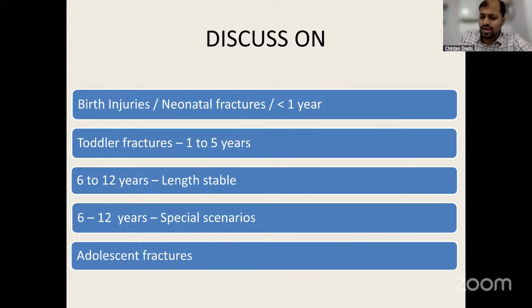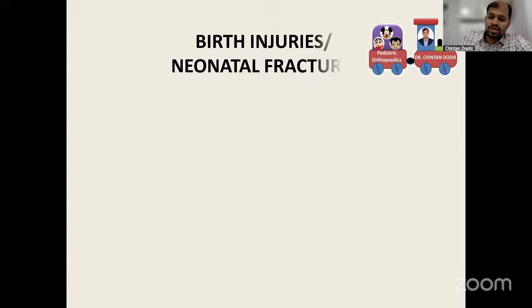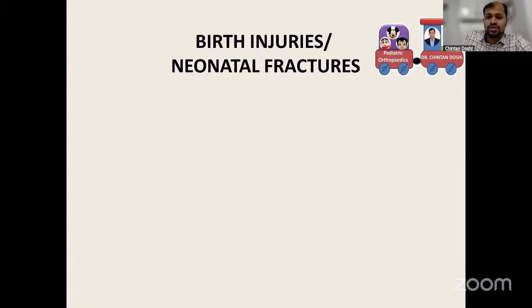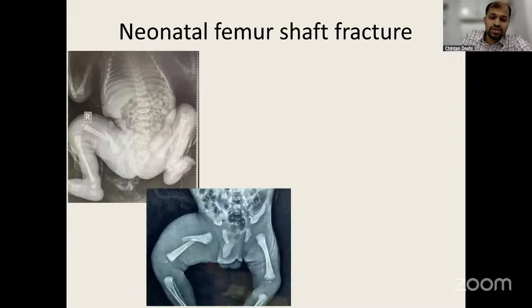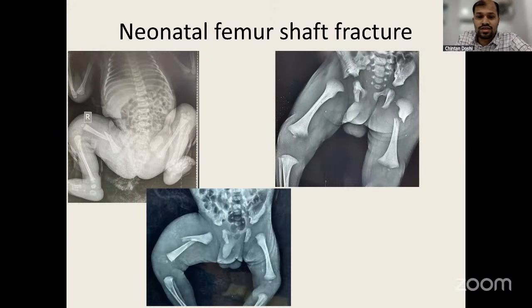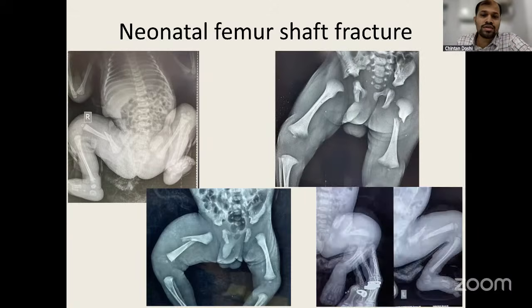So let's begin with our first age group, the neonatal fractures or the birth injuries. We usually get a call from an ICU or from a maternity home nearby saying that we have delivered a child, and since the delivery we have noticed that the swelling around the thigh has been increasing and the child is not moving the lower limb. So we ask them to get an x-ray done, and this is what we see.